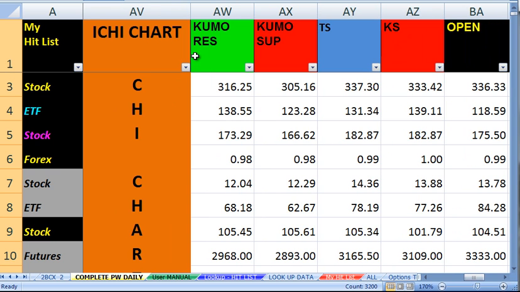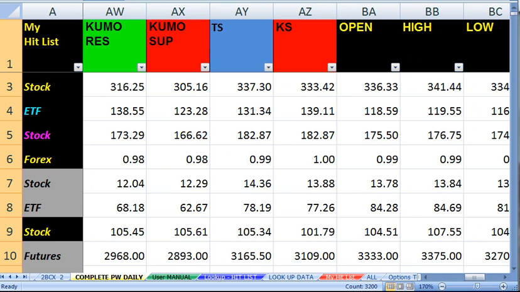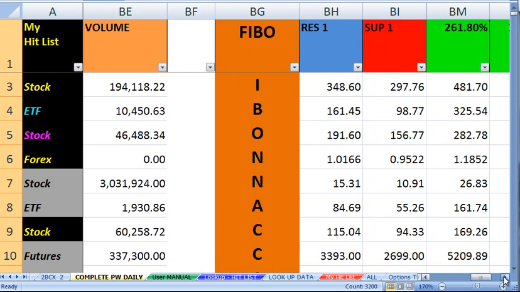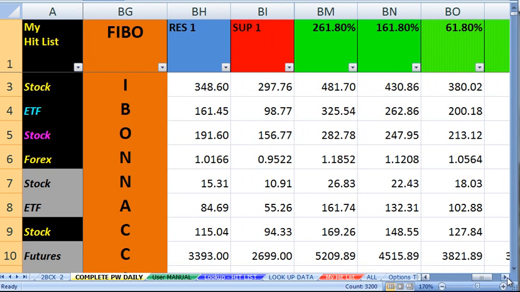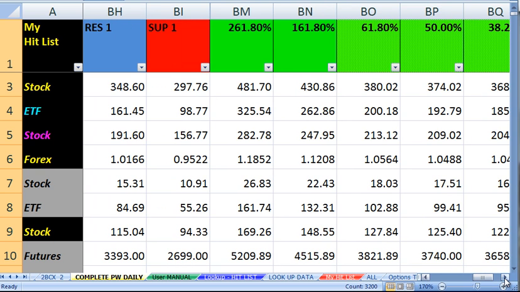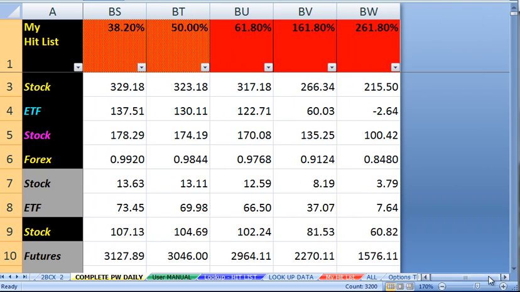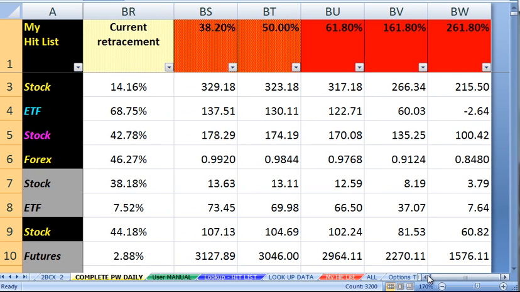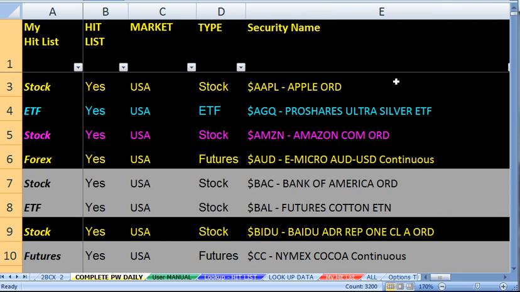And then the next section is your Ichimoku chart. This is taken right off of the commentary as well. And we'll talk more about that in upcoming videos. And then, of course, your last category on the sheet is your Fibonacci retracements. We'll also talk more about this in upcoming videos as we talk about strategies and techniques and things like that.